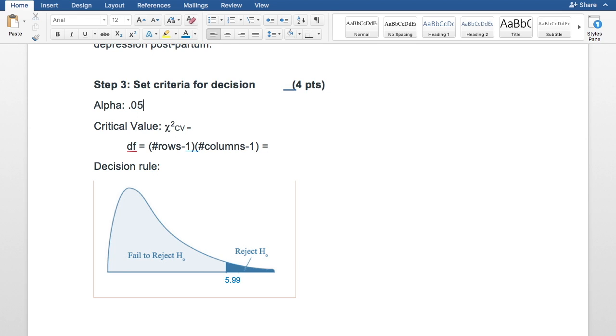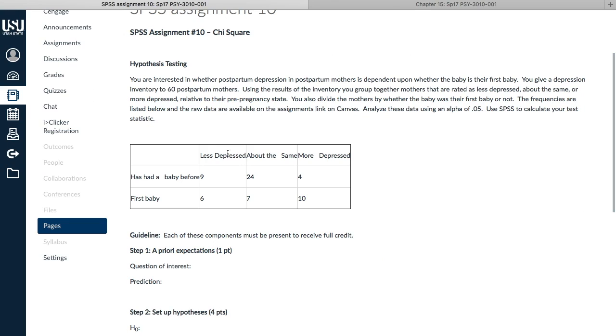The next thing we need to do is find our critical value. And in order to find that critical value, we need to find degrees of freedom. The formula for degrees of freedom for chi-square is the number of rows minus 1 times the number of columns minus 1. That's where we want to look back at that matrix that we had in our assignment example. So we had 2 rows, has had a baby versus first baby, and we had 3 columns, less depressed, about the same, and more depressed.